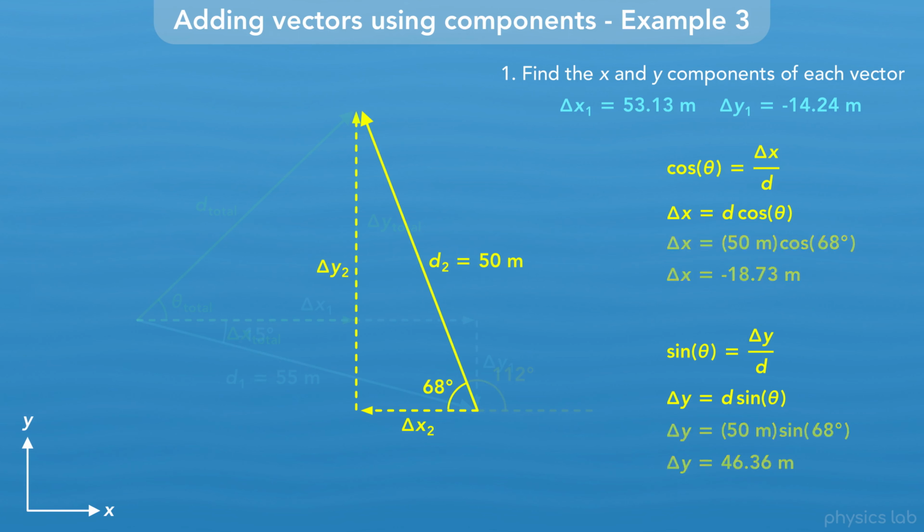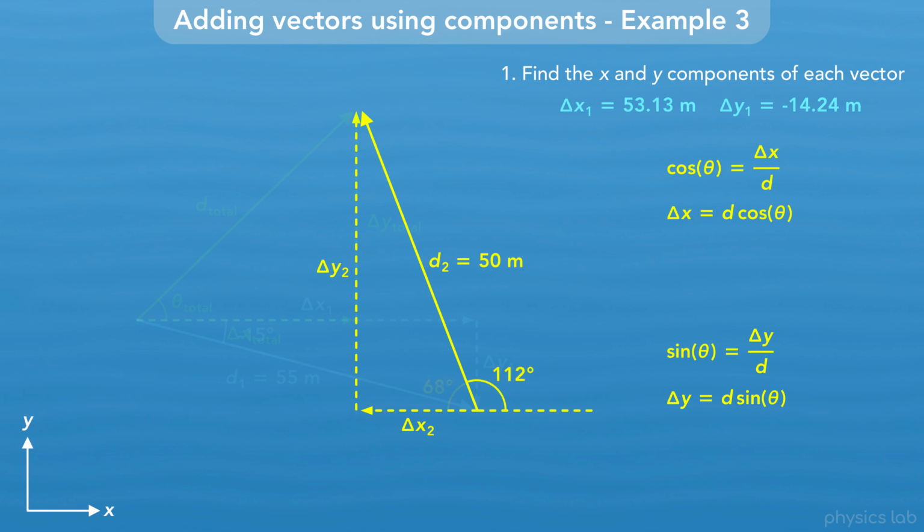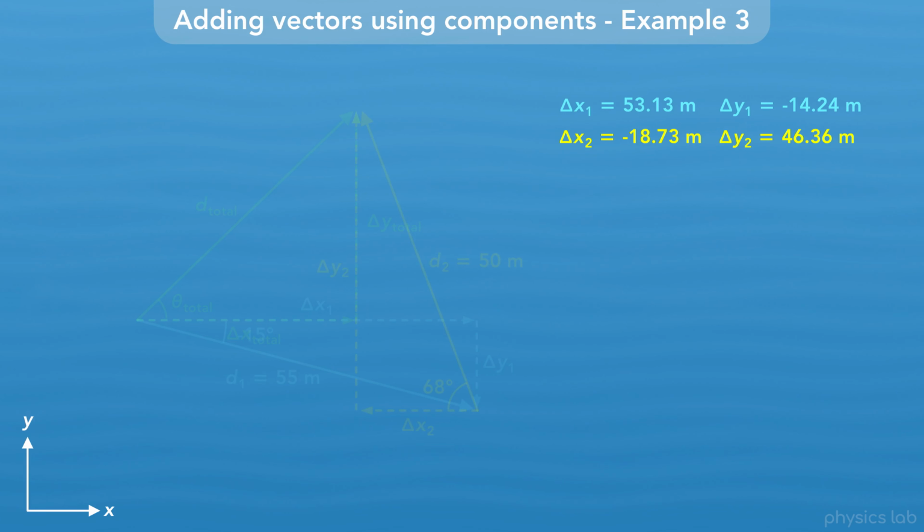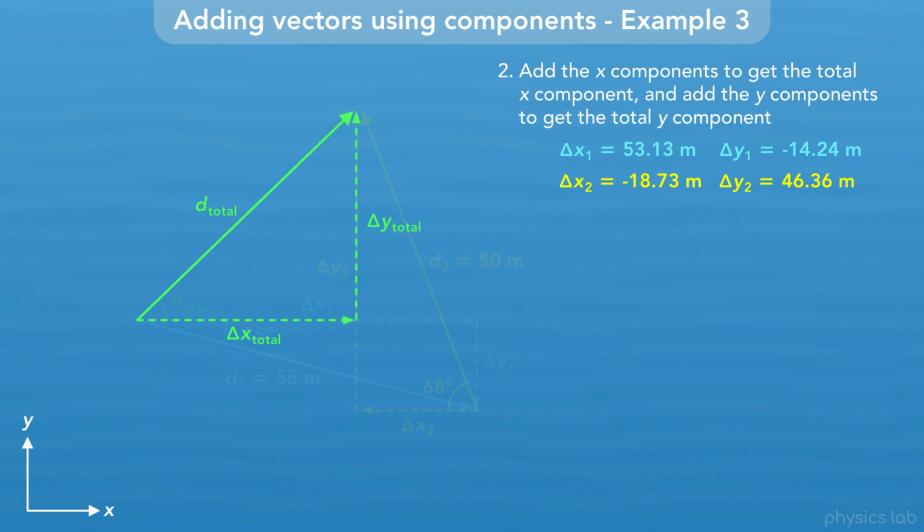Now let's try using the conventional angle of 112 degrees counterclockwise from the positive x-axis. If we plug that in, now we get negative 18.73 meters for delta x, and positive 46.36 meters for delta y. So, those are the components of d2. Now we need to find the components of the total displacement vector.